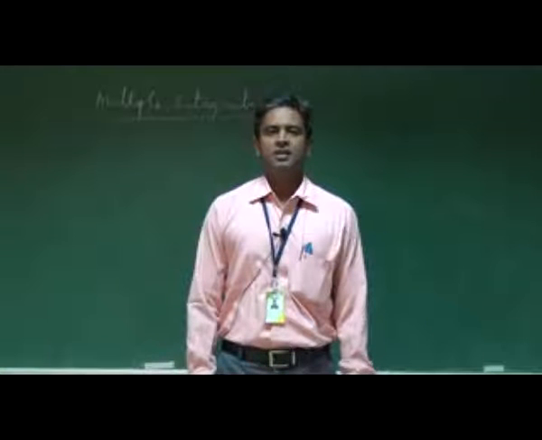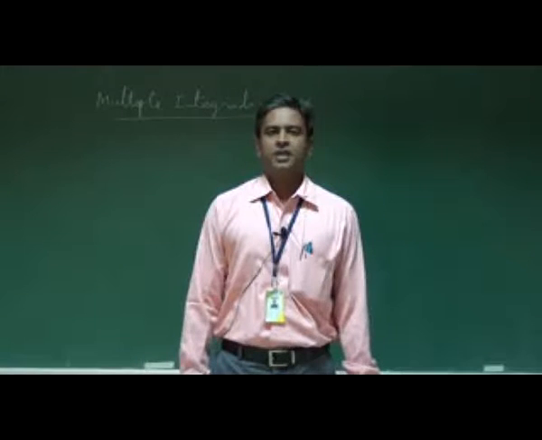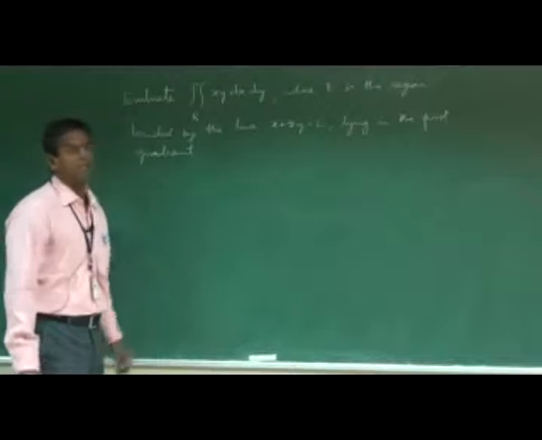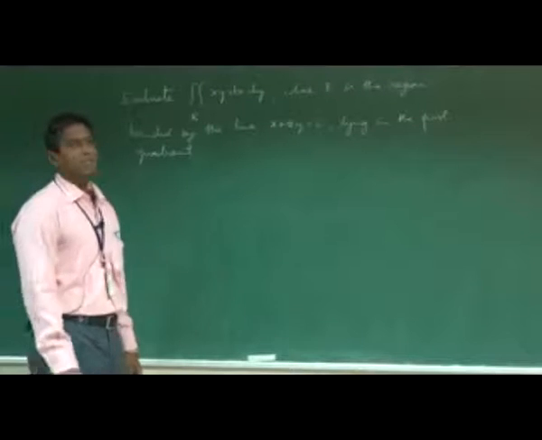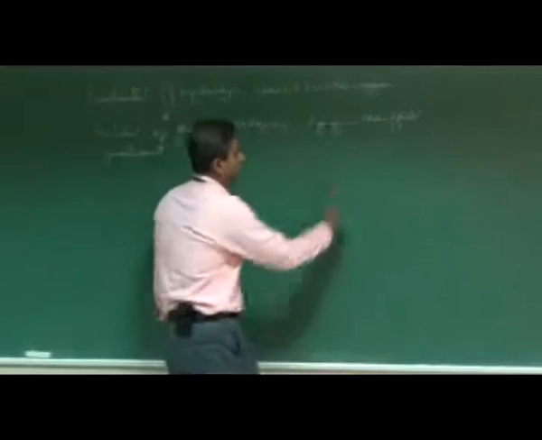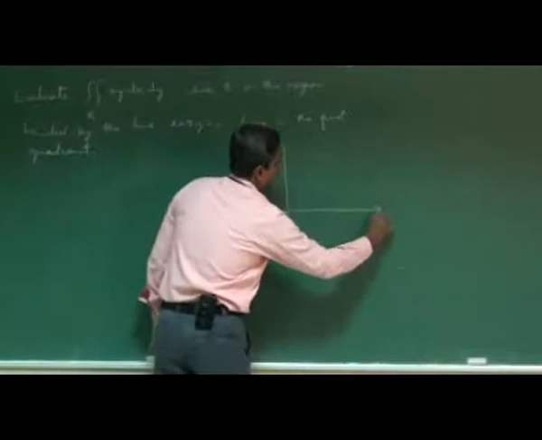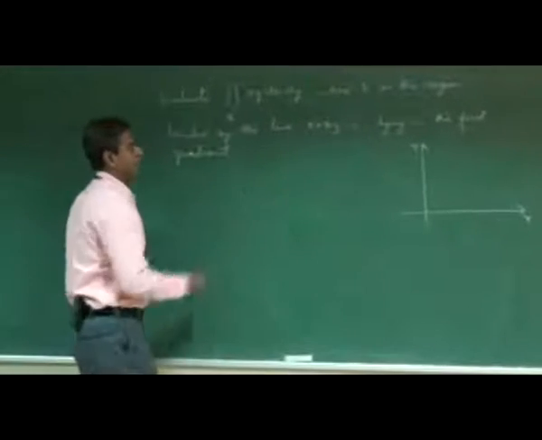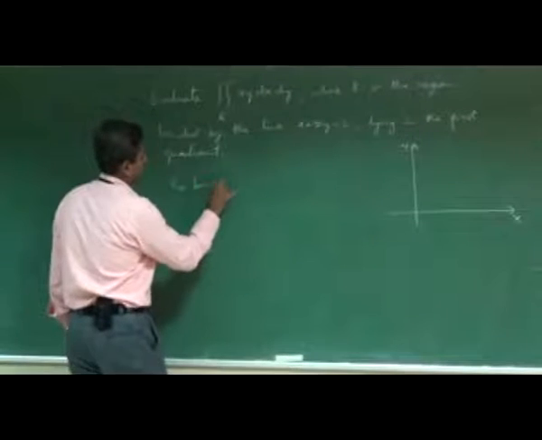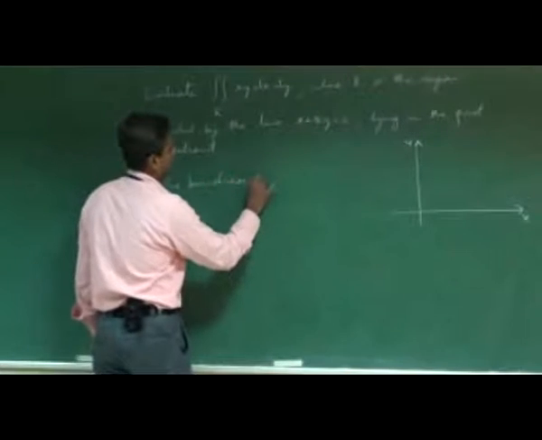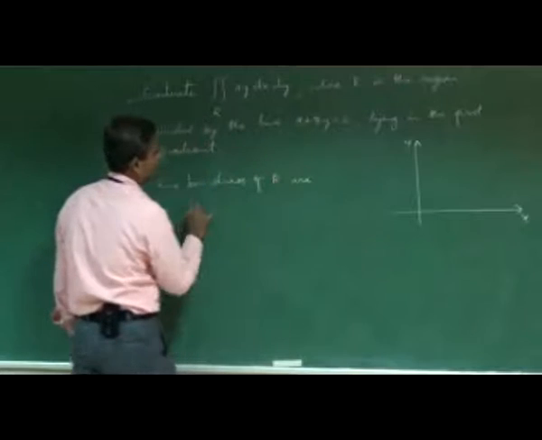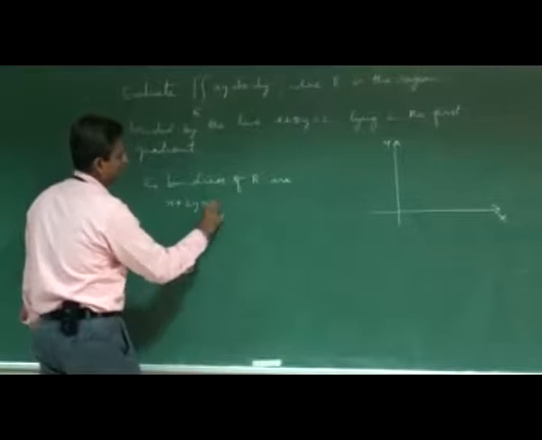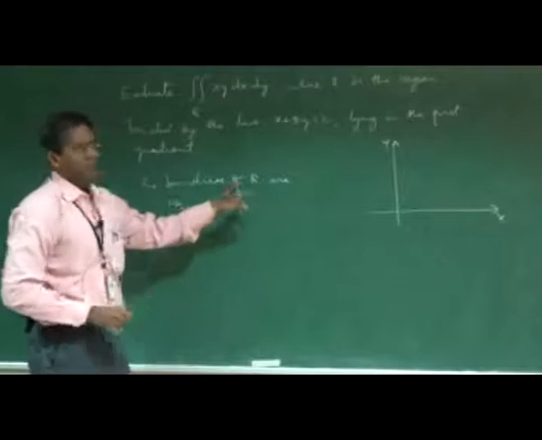Now I am going to discuss this problem: evaluate the double integral over R of xy dx dy, where R is the region bounded by the line x plus 2y equal to 2 lying in the first quadrant. First of all, we need to fix the bounded region in the xy plane. The boundaries of R are x plus 2y equal to 2, and the region bounded in the first quadrant.